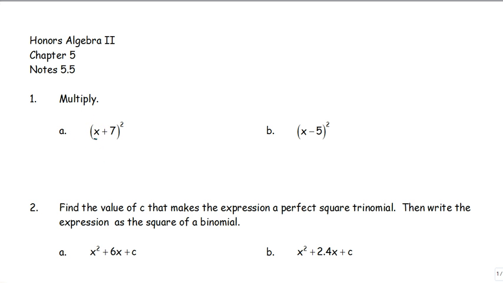First thing that we're going to do though is just multiply this out. Again, what do you not do? You do not just square the x and square the 7. That is wrong. Again, I cannot emphasize enough how wrong that is. We are multiplying this by itself. Always remember that. That quantity is being multiplied by itself. So we're foiling this out.